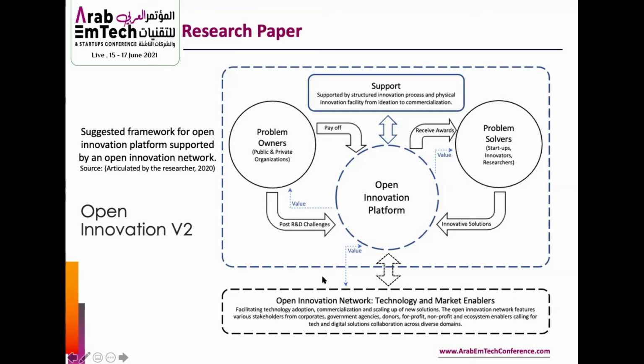And the second part of this diagram is representing the open innovation network. Open innovation network means that we have all maybe technology specialists, all those who are interested in the field of emerging technology in general, and can offer maybe support. Maybe we can talk about the investors as well in this area. Also, we are trying to highlight market enablers who can give this platform the opportunity to market the results that can come out as a result of this collaboration between problem owners and problem solvers.